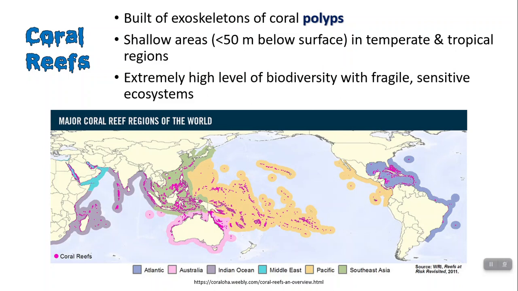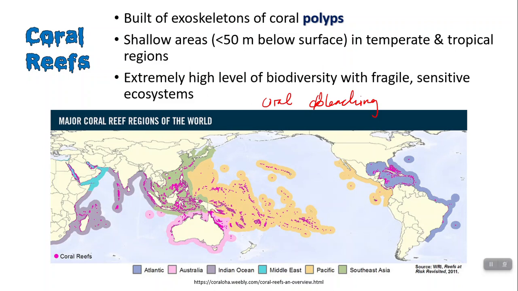Even though they have a ton of biodiversity, a ton of species living there, if the temperature goes too high, it definitely kills them. So if you have heard of coral bleaching, that's something we'll talk about with global change and climate change in Unit 9.